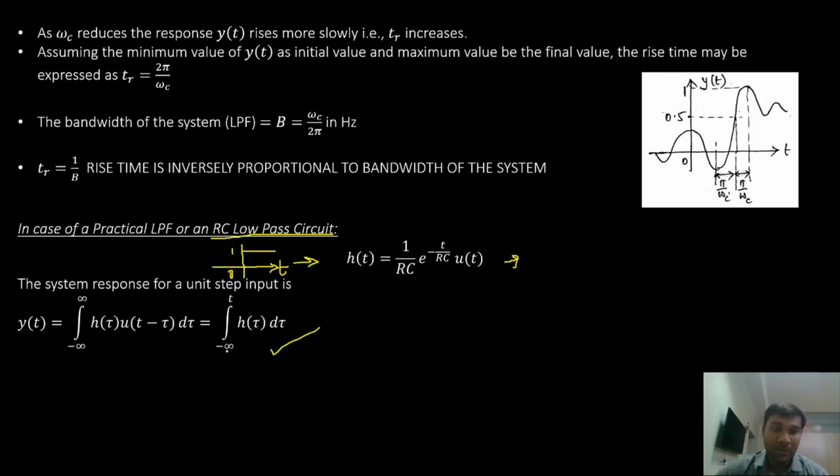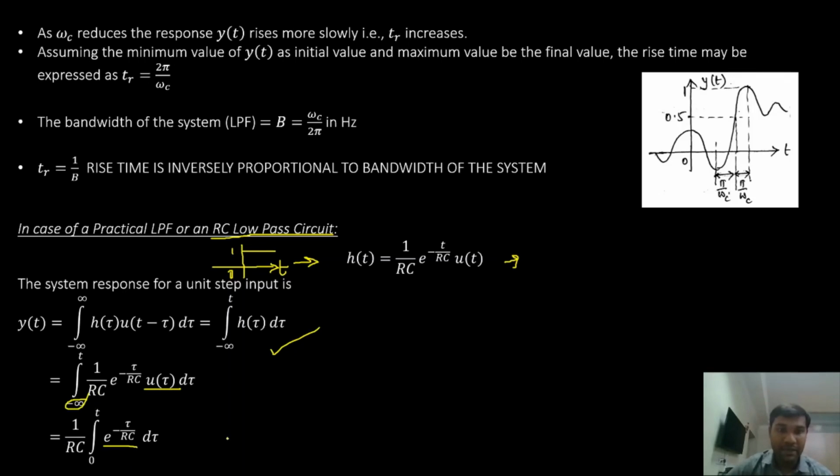So what is my step response? It is given by the integral from negative infinity to t of h of tau d tau. Now in place of h of tau, I am going to substitute my impulse response. Since I have u of tau here, u of tau is defined for tau greater than or equal to 0, so the lower limit of tau is now 0. 1 by RC is a constant, so I'm taking it outside. Now I have to integrate this term. So when I integrate that term, what will I get?